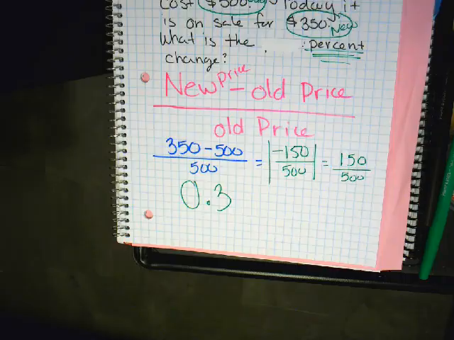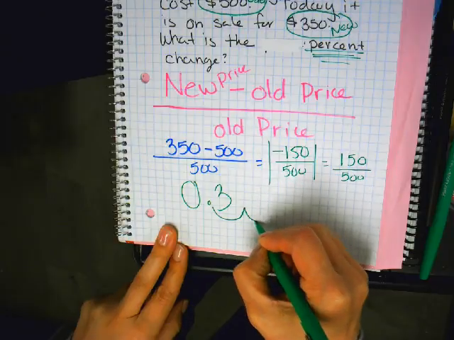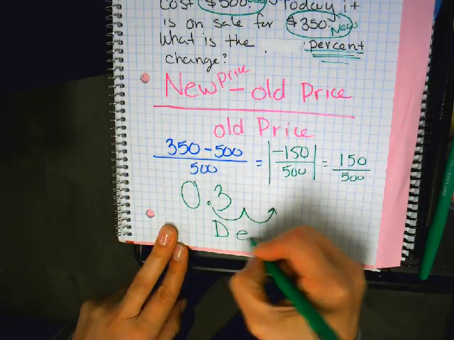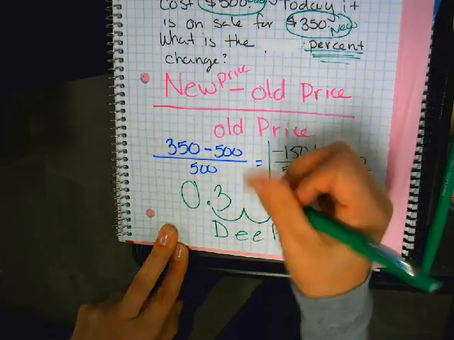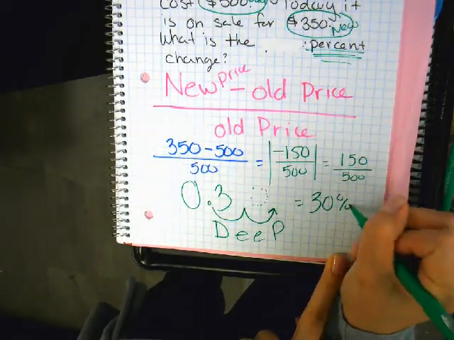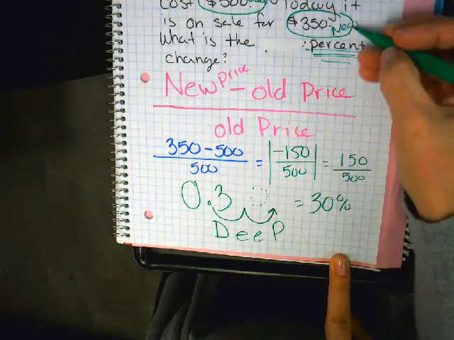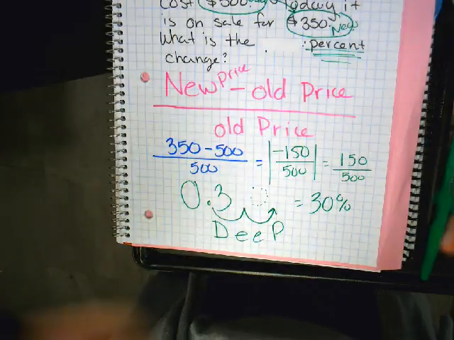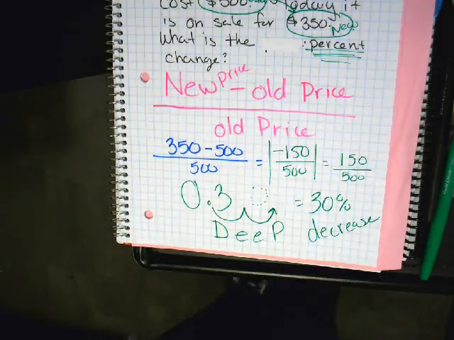I want a percent. So how do I change the decimal into a percent? Move the decimal back twice. 1, 2. Remember the word deep? From a decimal to a percent. So what do I do with this empty space? 0. So what's my percent? 30%. Increase or decrease? Did my price go up or down? From here to here, it went down, so it's a 30% decrease.